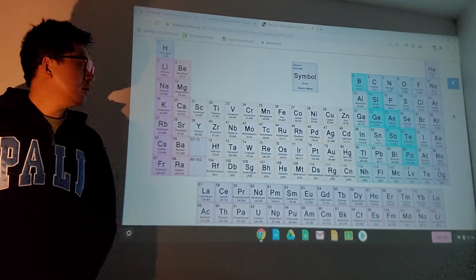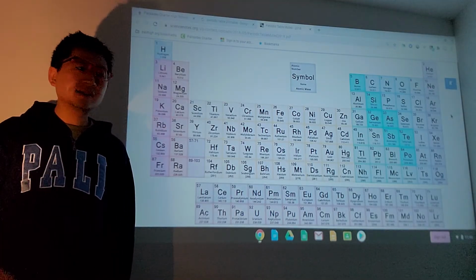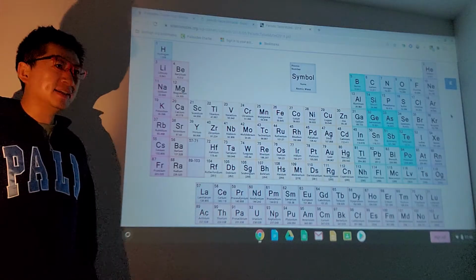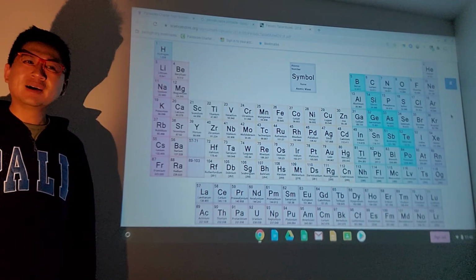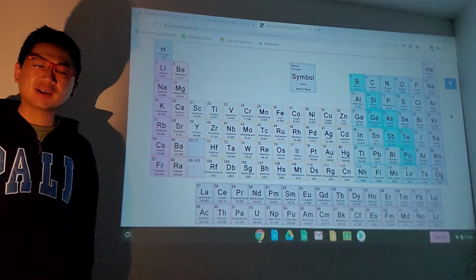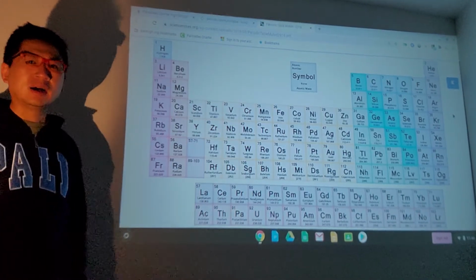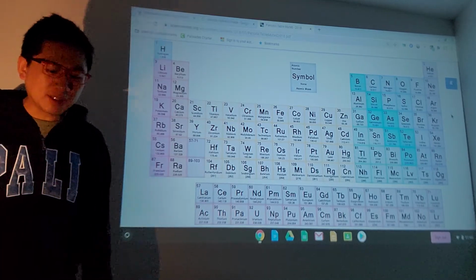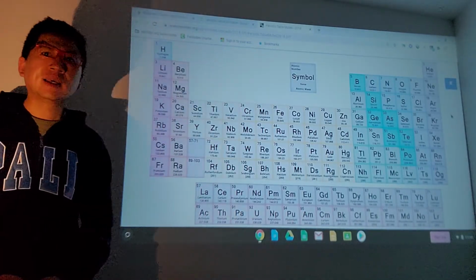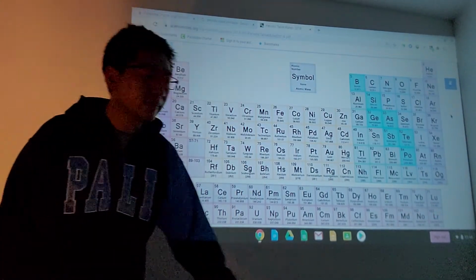Okay, so this is obviously the periodic table. And you can find this in pretty much every single chemistry class, including my class when we eventually go back to the classroom. There's a huge one on the wall. But this is one I just found online. You can easily Google this and find a periodic table online.